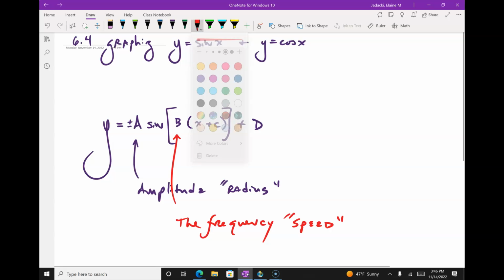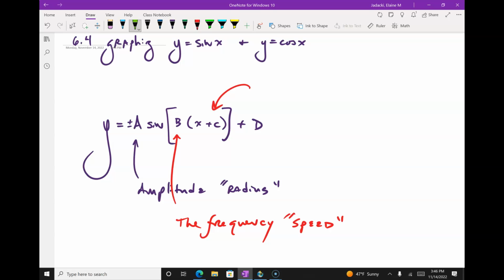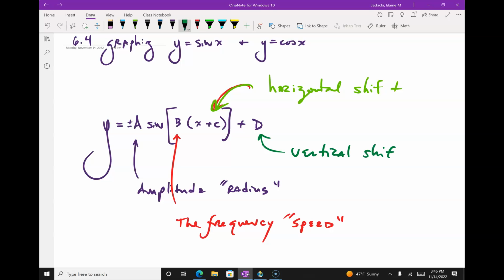You already know what C is, sorry. Right? What is it? It's my horizontal shift. And D is the vertical shift. So let's get on to Desmos right now together. And I want to create this with sliders A, B, C, and D. Right? You with me?